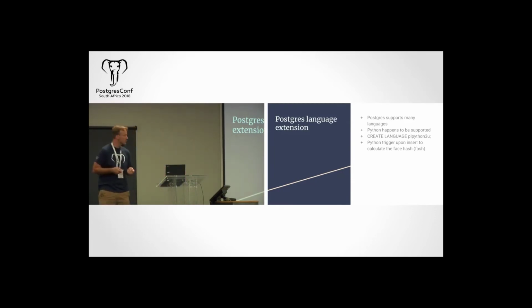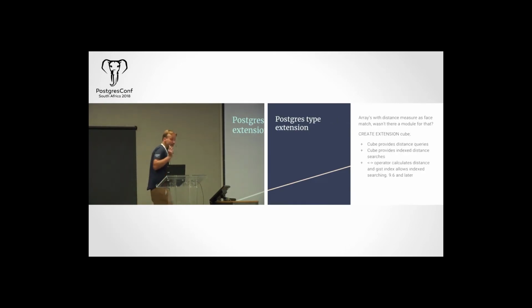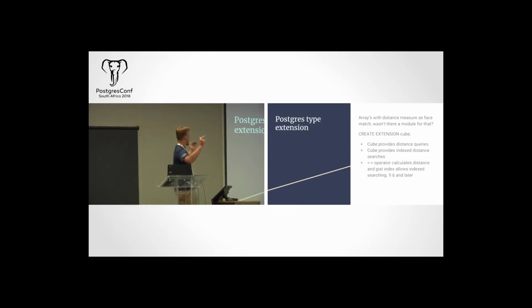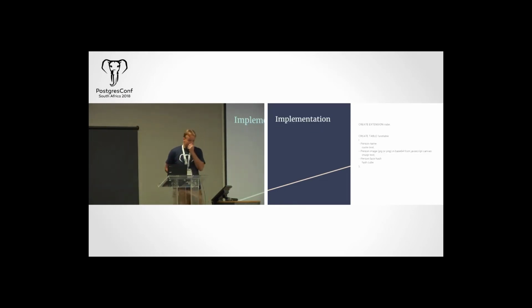I'm calling it a fash, because face hash is too long to type for some reason. And then I did add extension cube. Cube gives us the distance queries. It gives us indexes on distance. You can do taxicab. You can do least squares. It's actually fairly nice. From 9.6 on, you actually have the arrow middle thingy, which looks like one of those X-Wing style fighters or something, operators. And yeah, there we go.